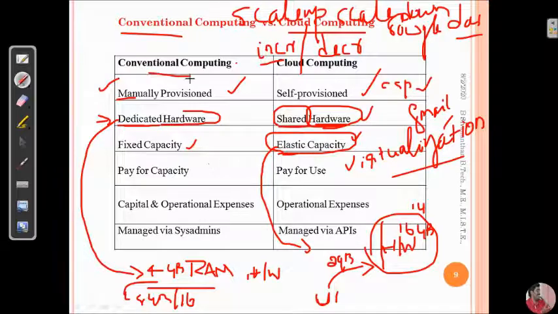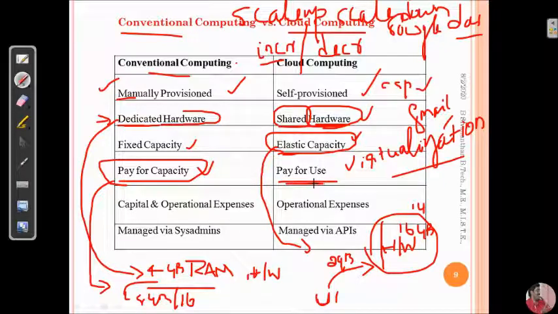In conventional computing, we pay for capacity. Whatever the hardware resources or whatever the applications that we are owning, we need to pay for them. But in cloud computing, it is called pay for use. Based on our usage only, we are going to pay. That is another one of the important advantages of cloud computing.